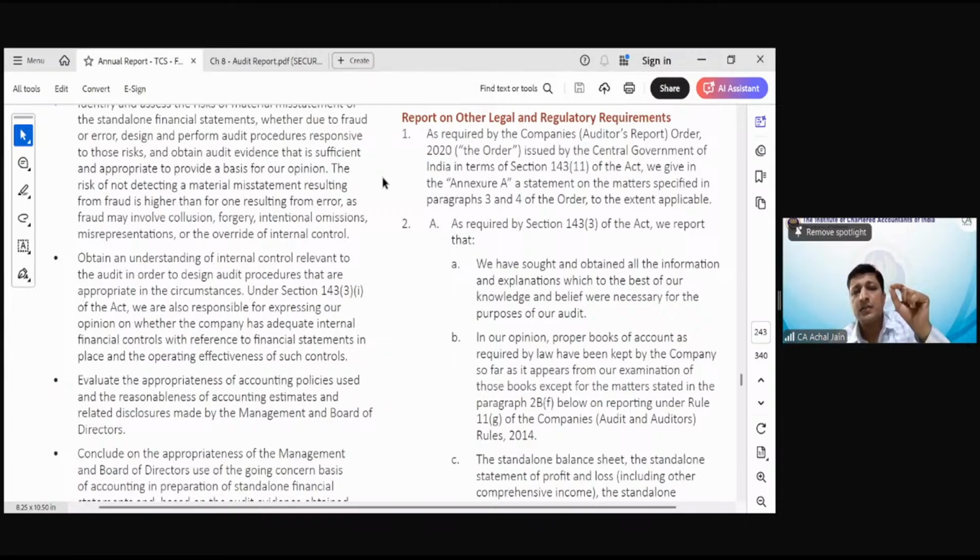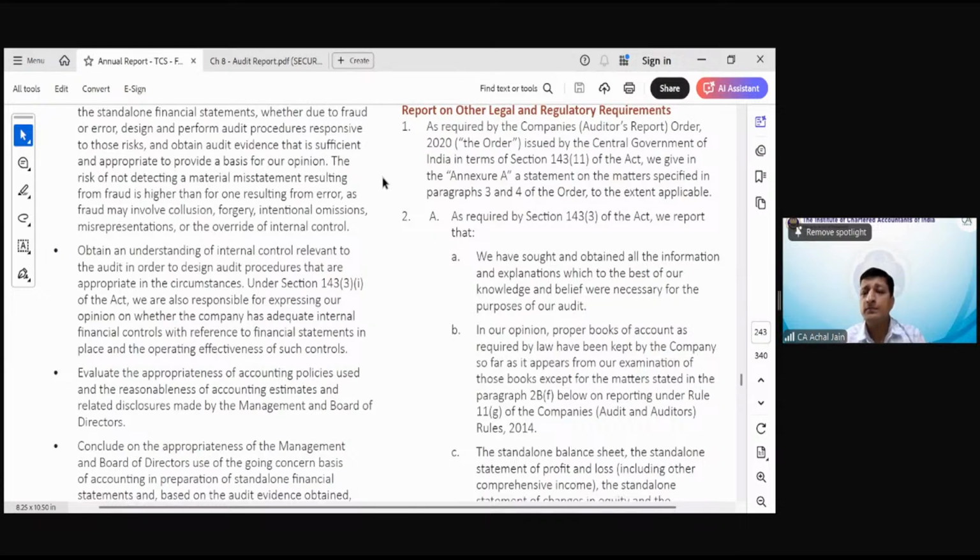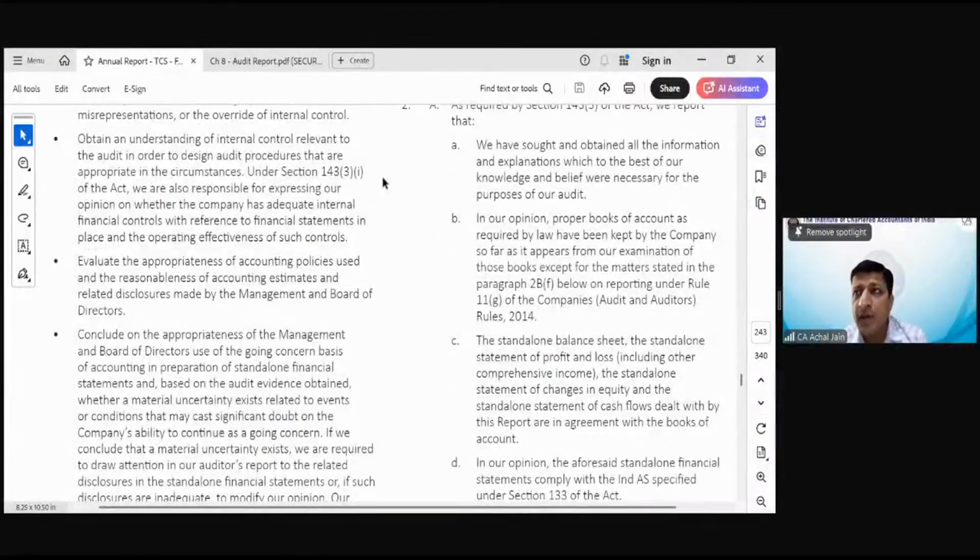The first para under report on other legal and regulatory requirements was in respect of section 143(11). Now, there are a few requirements around the audit under section 143 subsection 3, and these are also required to be put down. So let's read these requirements one by one.